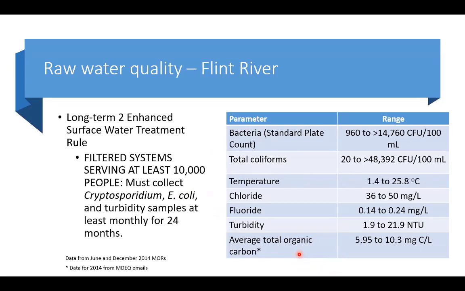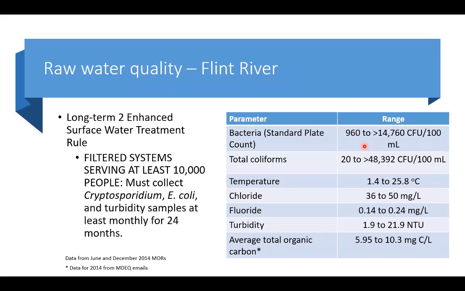Now, the data that I'm providing you here is actually data collected during the plant operation. The monthly operating reports, part of the monitoring requirements, include raw water quality. So this is data from June and December in these monthly operating reports. And what you can see, for instance, is the bacteria counts vary significantly, from between 1,000 to almost 15,000 colony-forming units per 100 mLs. Total coliforms, similar, a very significant range.